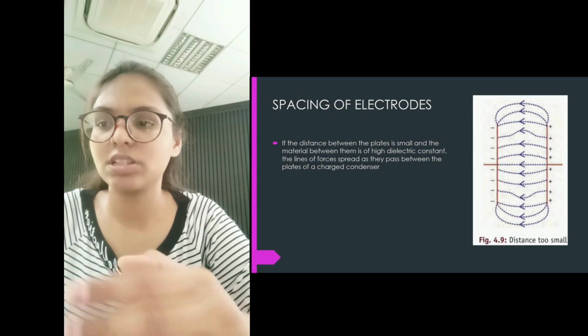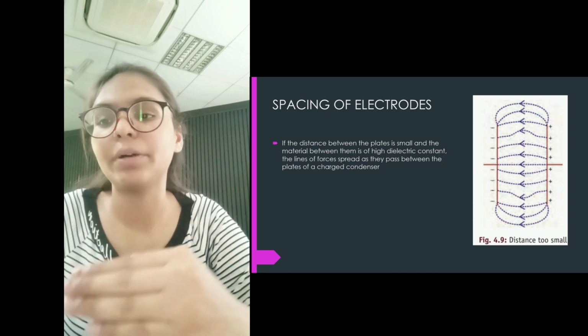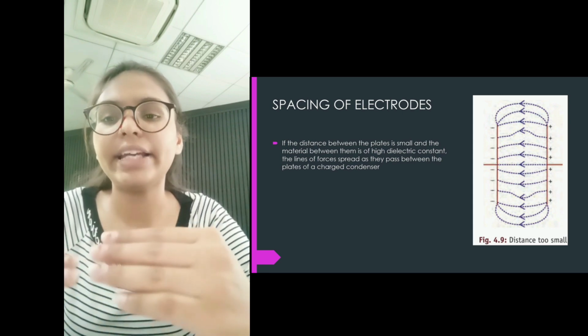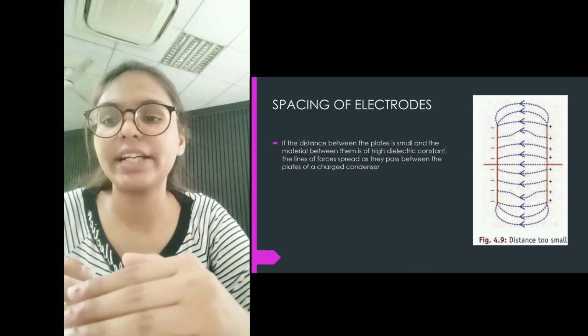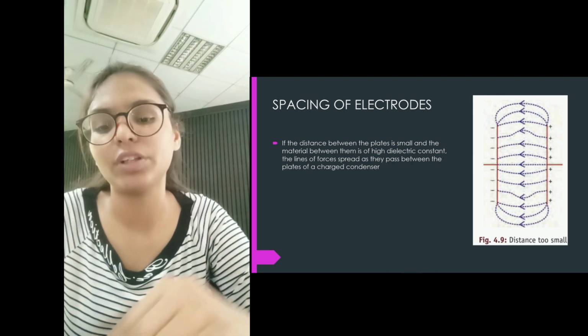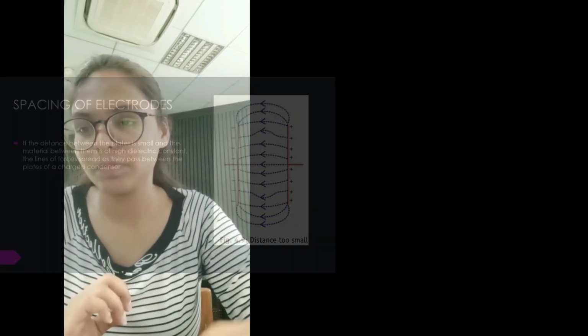Spacing of electrodes: if the distance between the plates is small and the material between them is of high dielectric constant, the lines of force spread as they pass between the plates of a disc in place of the charge condensers.